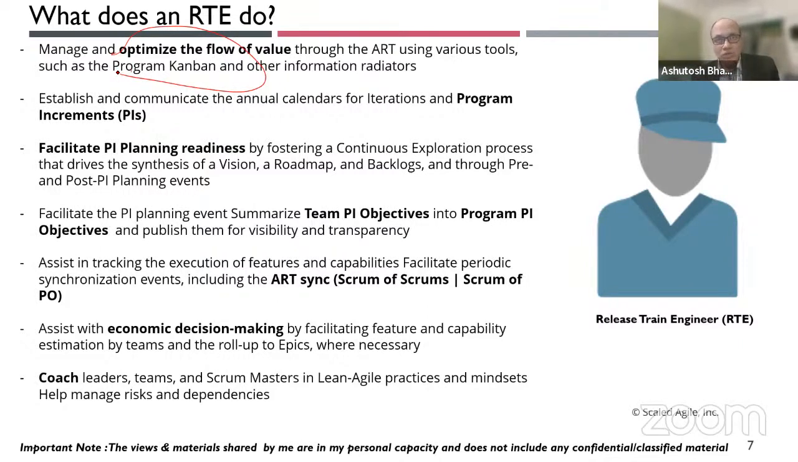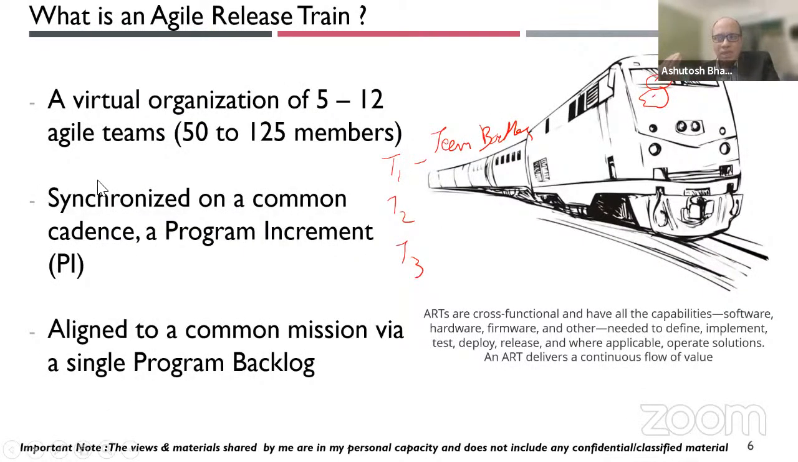The RTE also needs to ensure that there's a perfect alignment between the program PI objectives and the team PI objectives. So let me explain this. The role in a PI planning is that you come out with program objectives, and each team will also come out with its team objectives. It should not happen that my team objectives and my program objectives are misaligned with each other, or there is no coordination between the two, right?